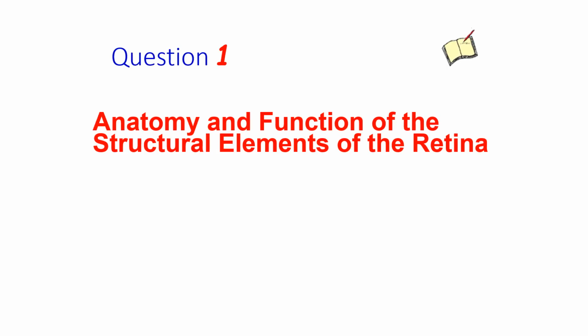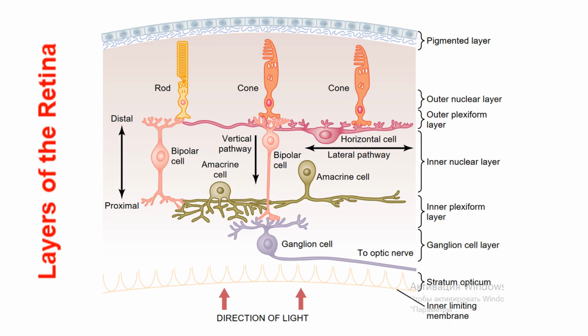Anatomy and function of the structural elements of the retina. Layers of the retina. Figure shows the functional components of the retina, which are arranged in layers from the outside to the inside as follows. 1. Pigmented layer. 2. Layer of rods and cones projecting to the pigment. 3. Outer nuclear layer containing the cell bodies of the rods and cones. 4. Outer plexiform layer. 5. Inner nuclear layer. 6. Inner plexiform layer. 7. Ganglionic layer. 8. Layer of optic nerve fibers. And 9. Inner limiting membrane.